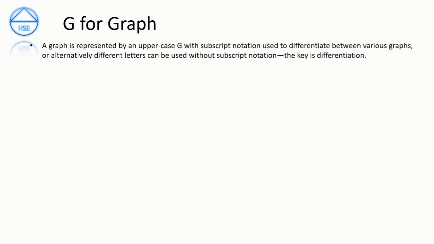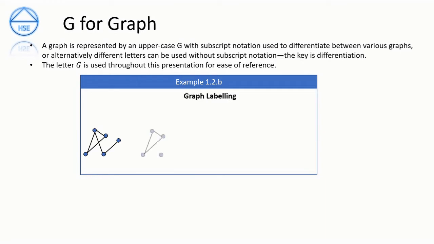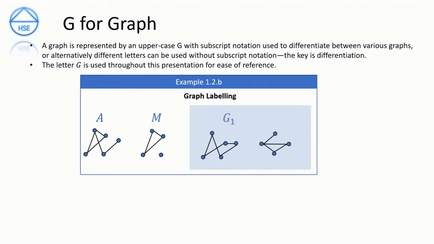A graph title is represented by an uppercase G with subscript notation used to differentiate between various graphs, or alternatively different letters can be used without subscript notation. The key is differentiation. The letter G is used throughout this presentation for ease of reference as a graph title with subscript notation used to differentiate between graphs. An example of this is shown in example 12b.